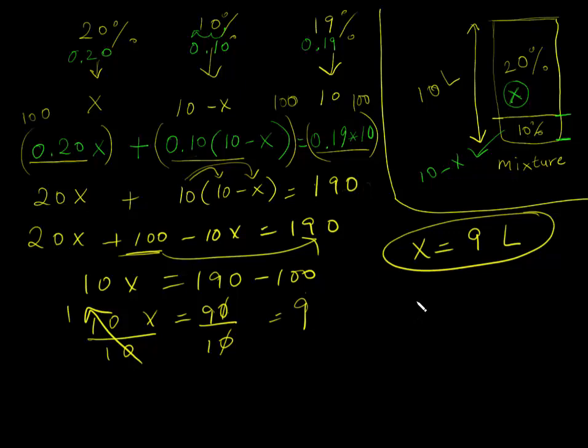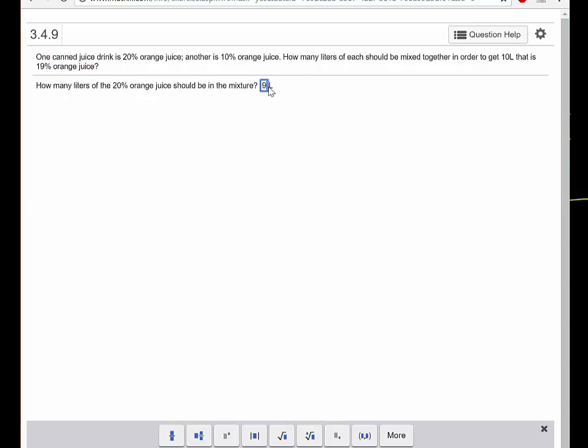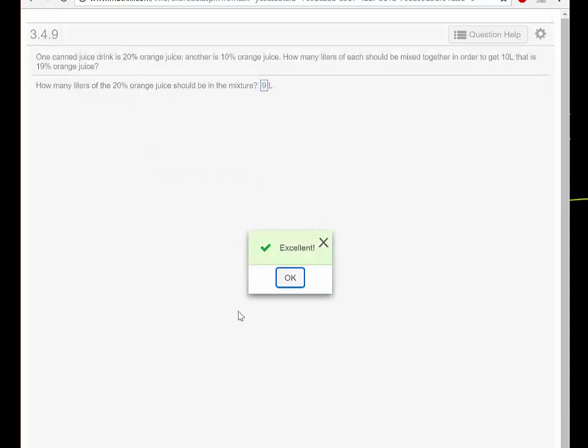Now let's check if this is correct. Okay, so we put 9 in the solution here, and it says yes, you're right. Let's move on to the next one.